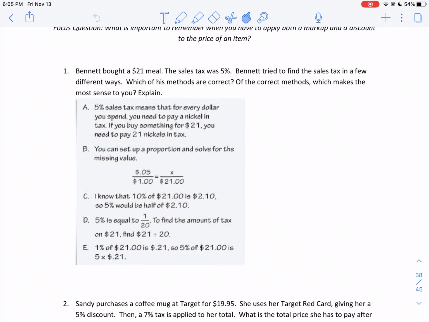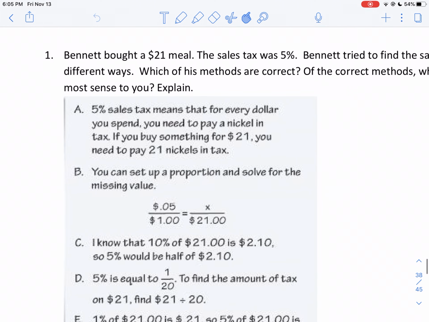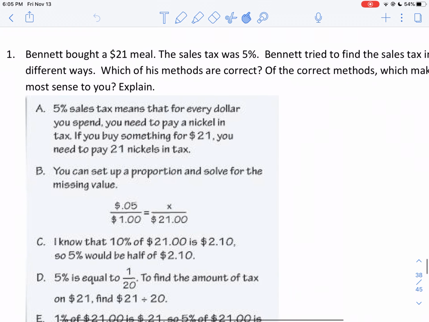Alright, so let's look. And whichever one makes the most sense to you, that is up to you, right? I can't tell you which one makes the most sense to you. So, option A: 5% sales tax means that for every dollar you spend, you need to pay a nickel in tax. If you buy something for $21, you need to pay 21 nickels in tax. So do you think that's right? Let's think about that.